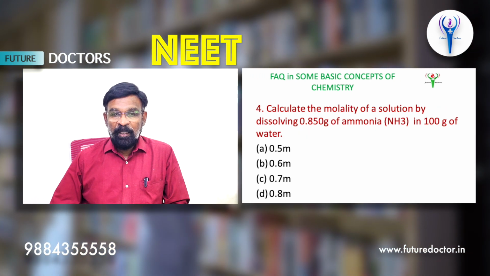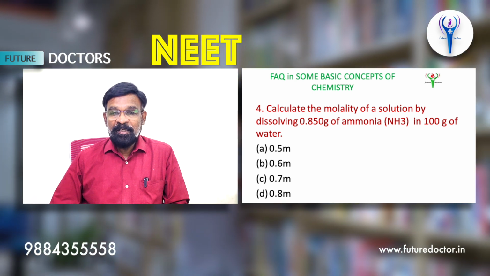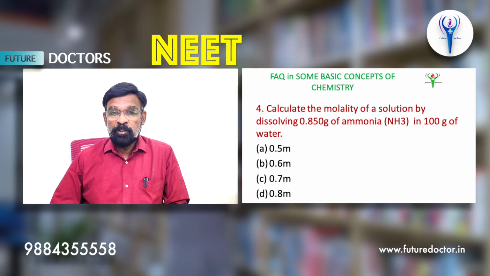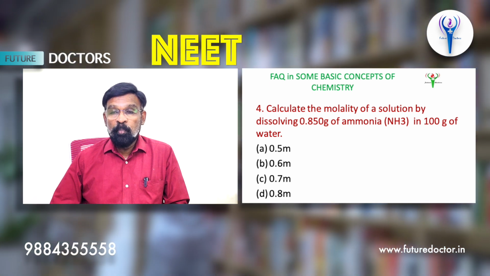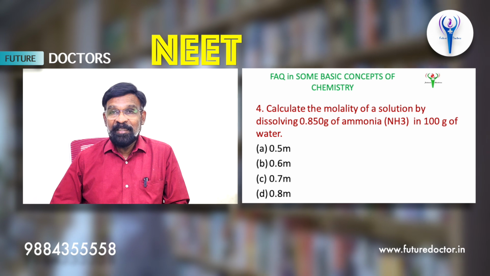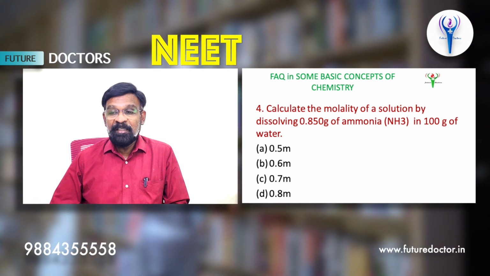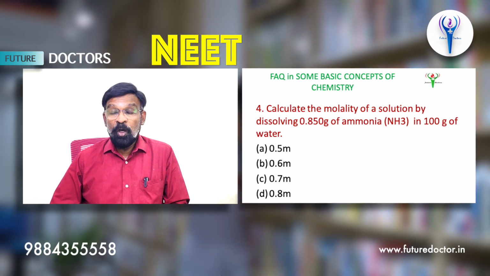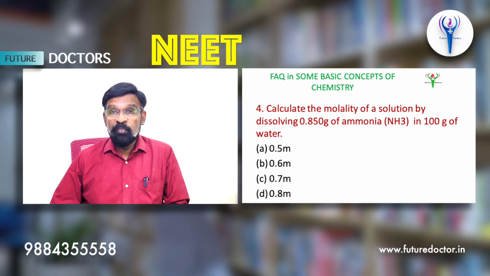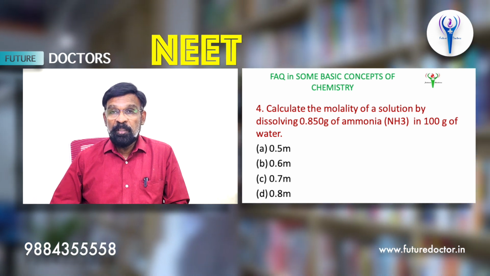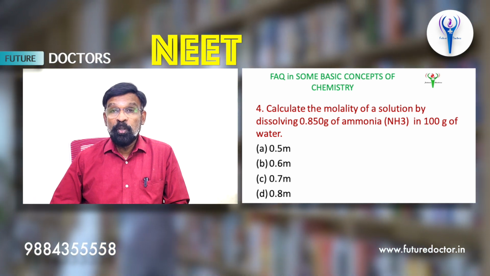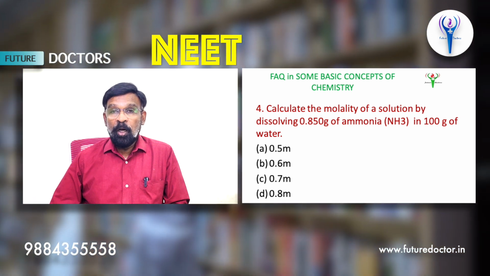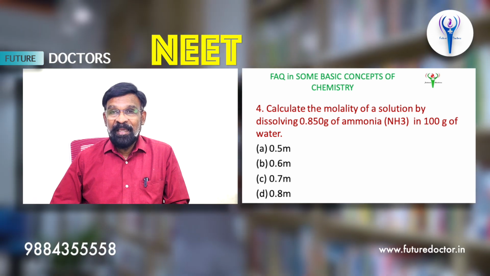Next question. Calculate the molality of a solution made by dissolving 0.850 grams of ammonia, that is NH3, in 100 grams of water. Option A 0.5 m, option B 0.6 m, option C 0.7 m, option D 0.8 m.